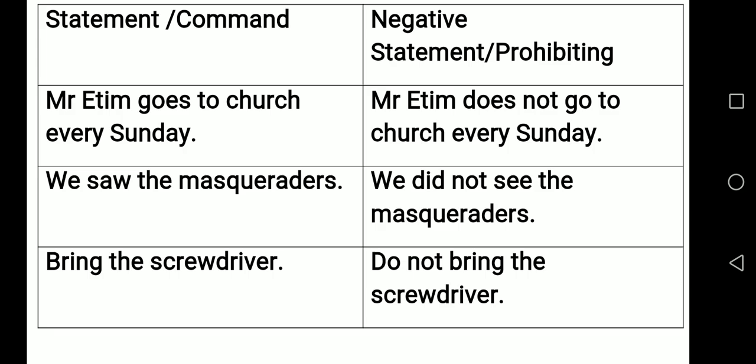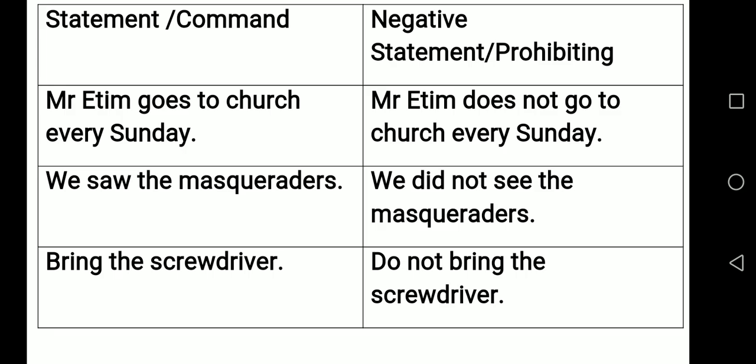Bring the screwdriver is not a statement but a command. We can make a negative sentence out of a command too. The opposite of a command is a prohibition. Bring the screwdriver. Do not bring the screwdriver.